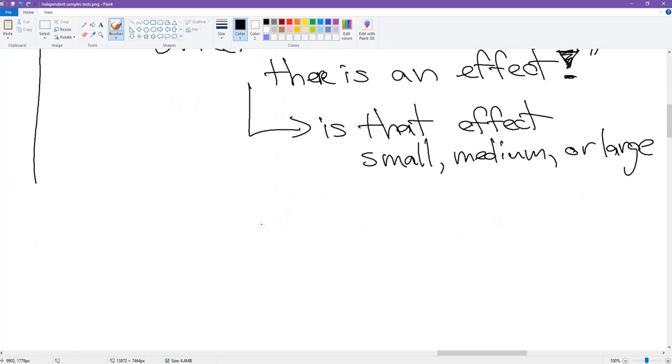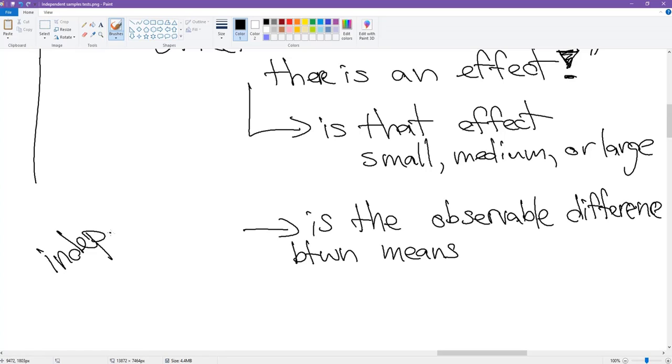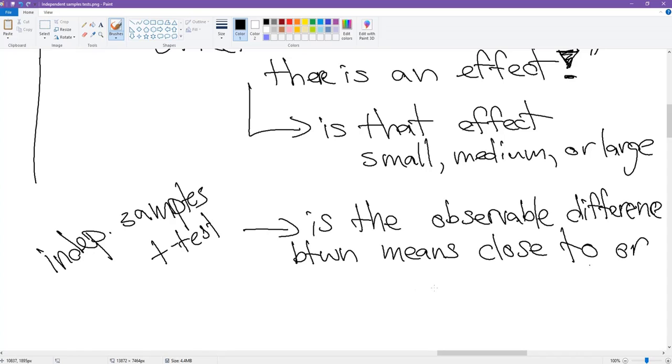Basically, effect size is the observable difference between means in this case. So this is for the independent samples t-test. Is the observable difference between means close to or far from the amount of variability that's in the population?